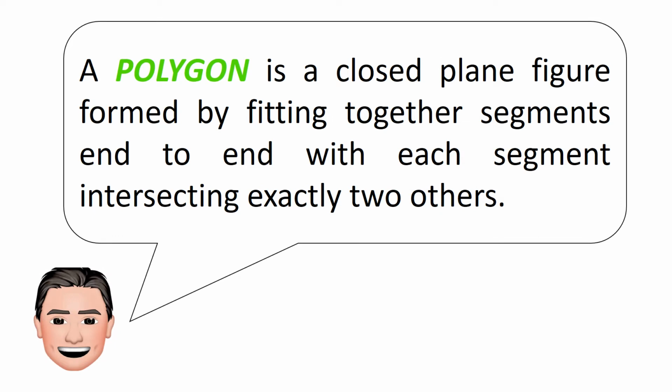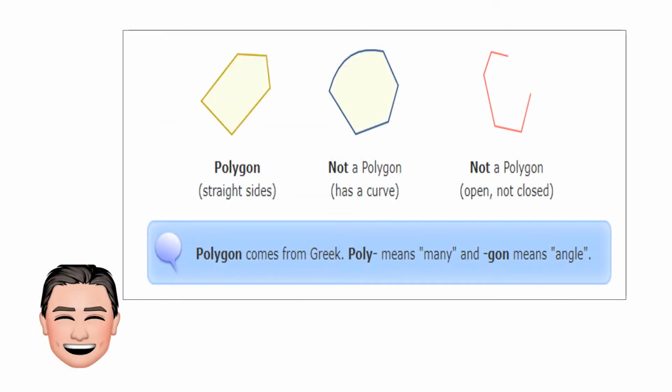A polygon is a closed plane figure formed by fitting together segments end to end with each segment intersecting exactly two others. Polygon, because it has straight sides. Not a polygon, because it has a curve. Not a polygon, because it is open, meaning it is not closed.